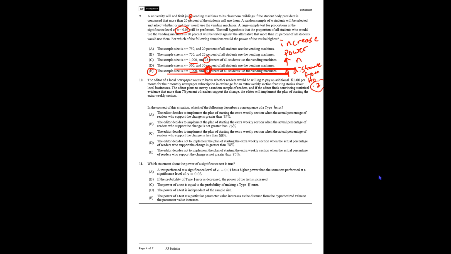Okay. The editor of a local newspaper wants to know whether readers would be willing to pay an additional $1 per month for their monthly newspaper subscription in exchange for an extra weekly section featuring stories about local businesses. They plan to survey a random sample of readers, and if the editor finds convincing statistical evidence that more than 75% of readers support the change, the editor will implement the extra weekly section. In the context of the situation, a type 1 error.